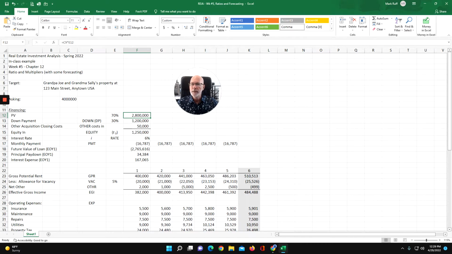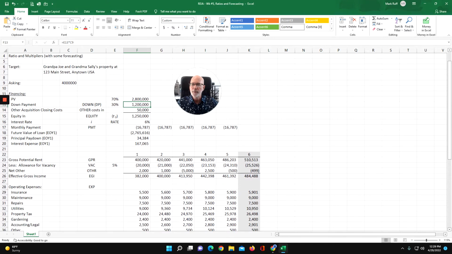Right? Now, when we take the $4 million and subtract the $2.8 million for the loan, we know that the down payment must be $1.2 million. That's the purchase price less the loan amount. That's going to be 1.2. In this scenario, I also said that there are going to be some other acquisition closing costs. Call it 50 grand. The loan points, whatever, the escrow, the title, the recording. Maybe there's likely an appraisal.